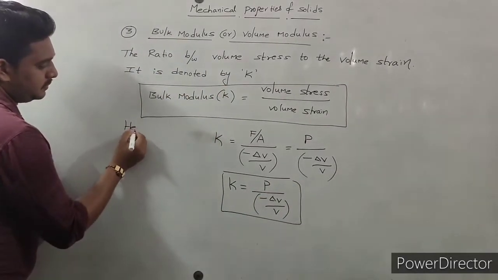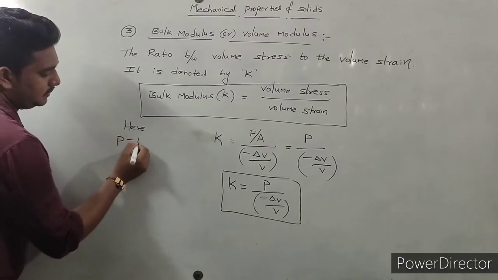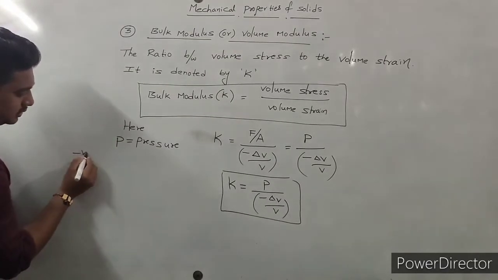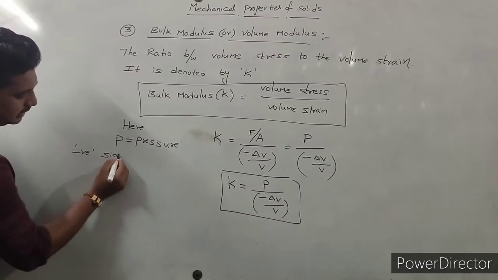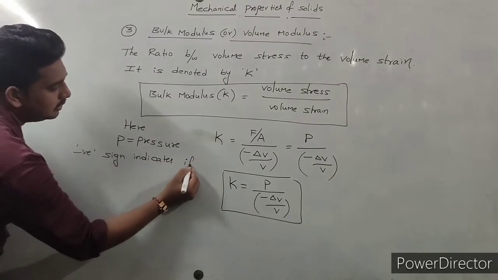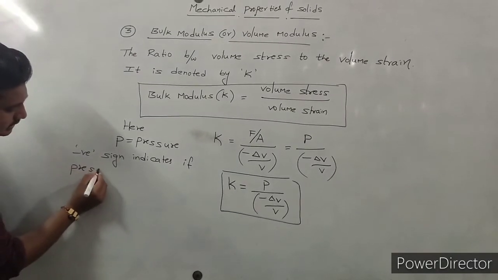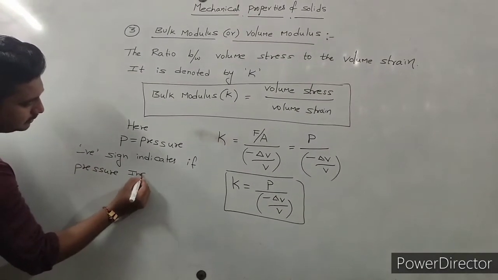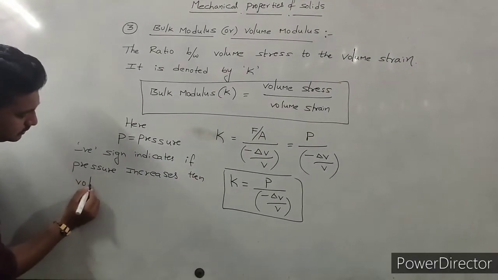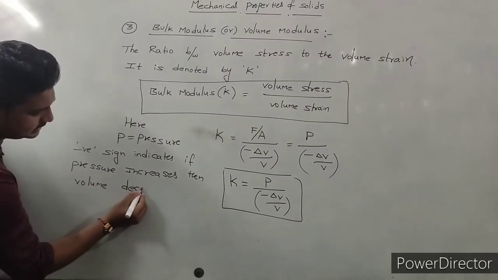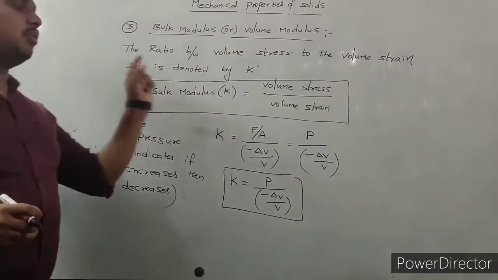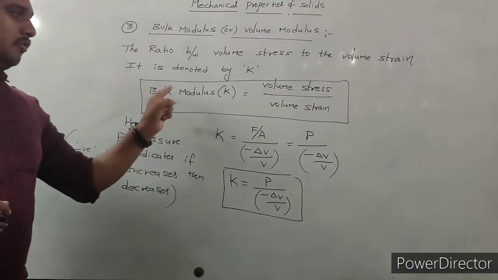Here P means pressure, and the negative sign indicates that if pressure increases, then volume decreases. So this is about the bulk modulus definition and formula.